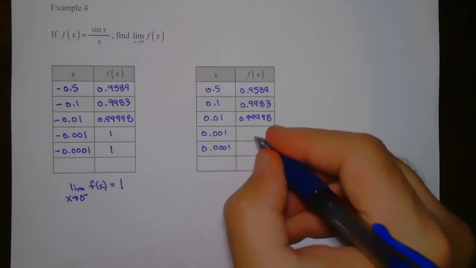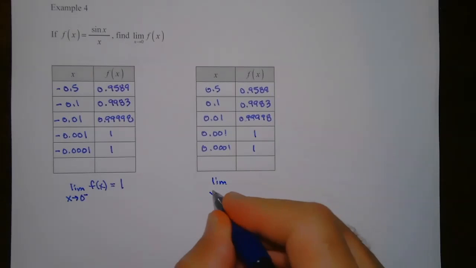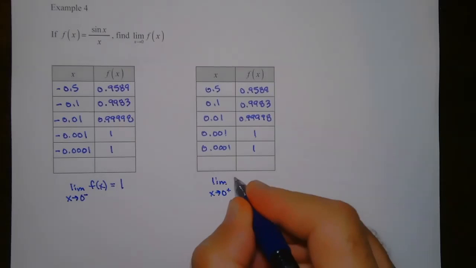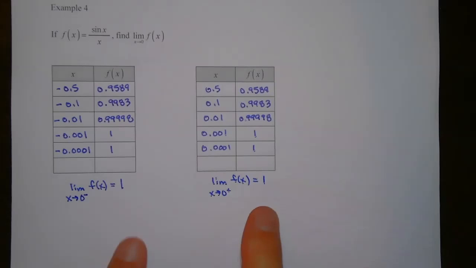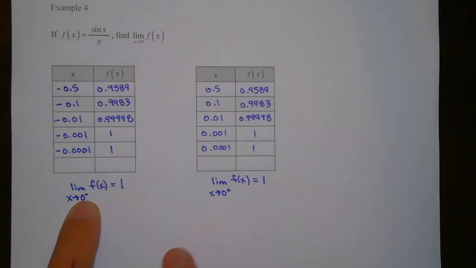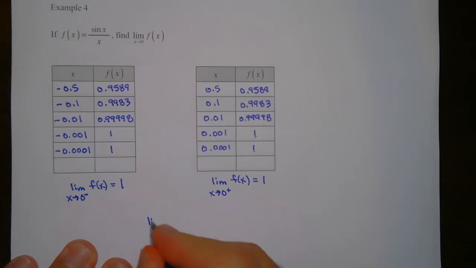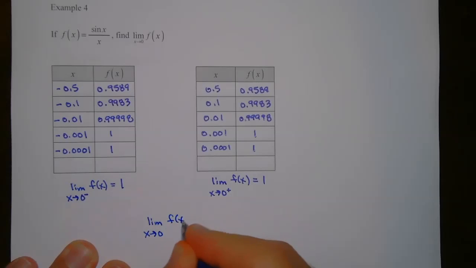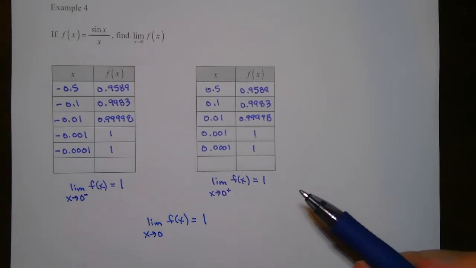0.001, and it's rounding to 1, and this one's rounding to 1. So we have the limit as x approaches 0 from the right of f of x, and it equals 1. And those two are in agreement, right? The left limit as x approaches 0 and the limit as x approaches 0 from the right are both equal to 1. That means that the limit as x approaches 0 of f of x is equal to 1. So this is how you could estimate a limit.